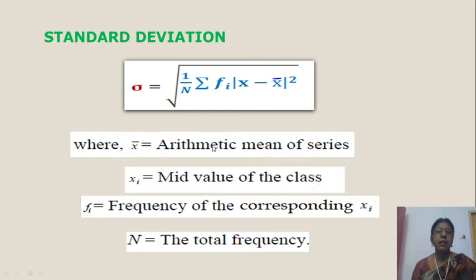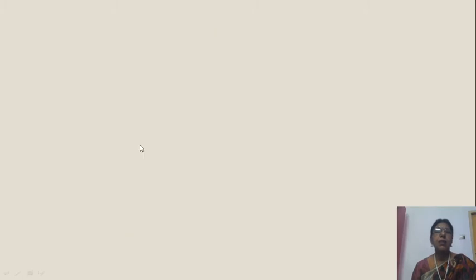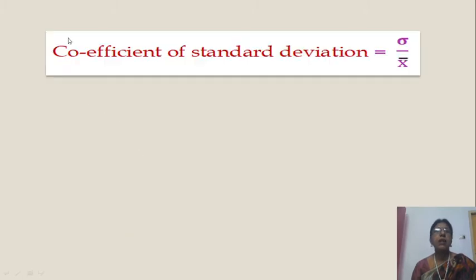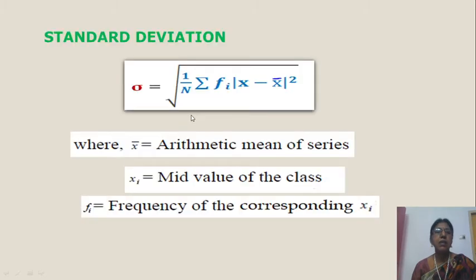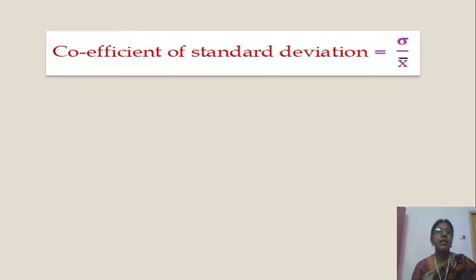We have given xi's and fi. From the xi's, you first find x bar. First find x bar. So what is the sigma formula? Sigma is equal to root of 1 by n sigma fi (xi minus x bar) whole square. Right? This is sigma, standard deviation. Then coefficient of standard deviation is equal to sigma by x bar. Already we found x bar.